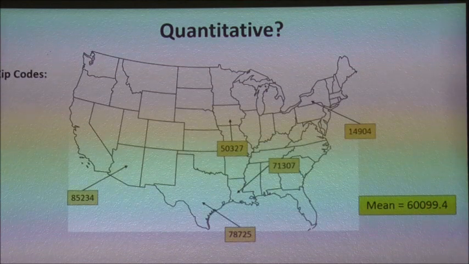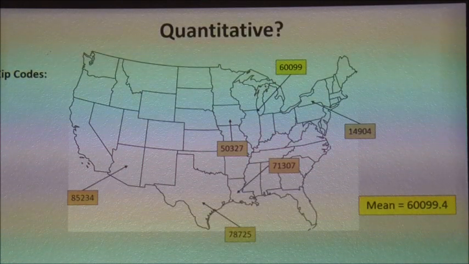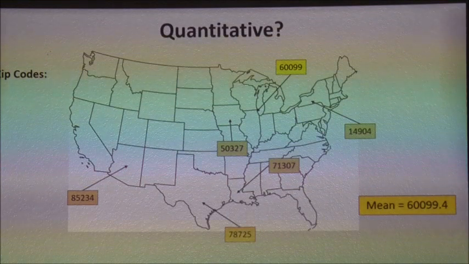Anyway, so I rounded this to 60099, and that's actually a zip code in a little town called Beach Park, Illinois. It's about halfway between Milwaukee and Chicago, right on the shores of Lake Michigan. So I have those numbers. Can I calculate the average of those 5 numbers? Sure. Does calculating the average of those 5 numbers make any sense?